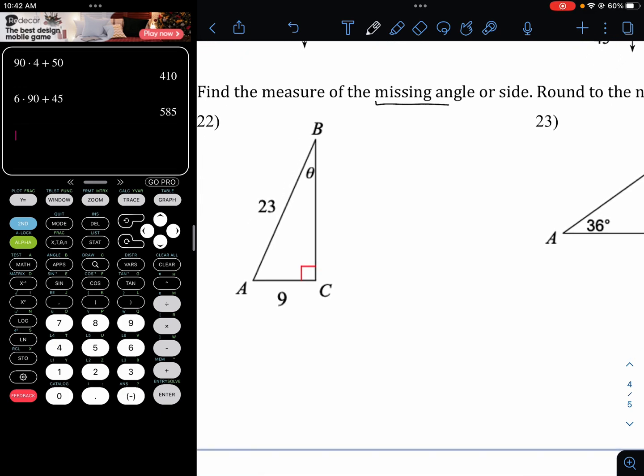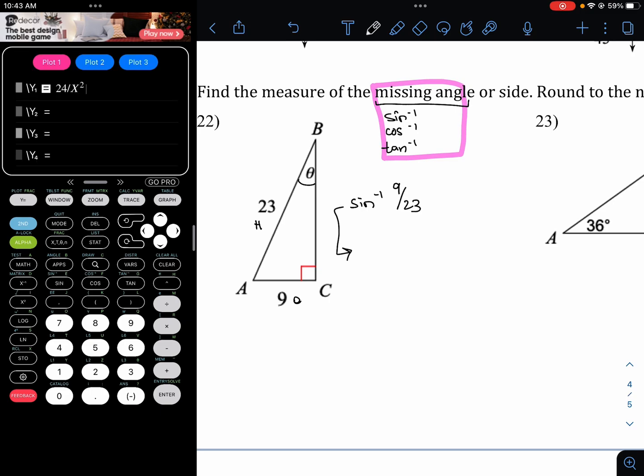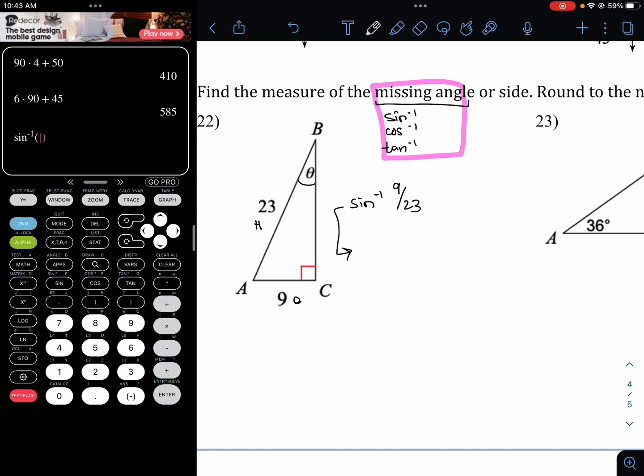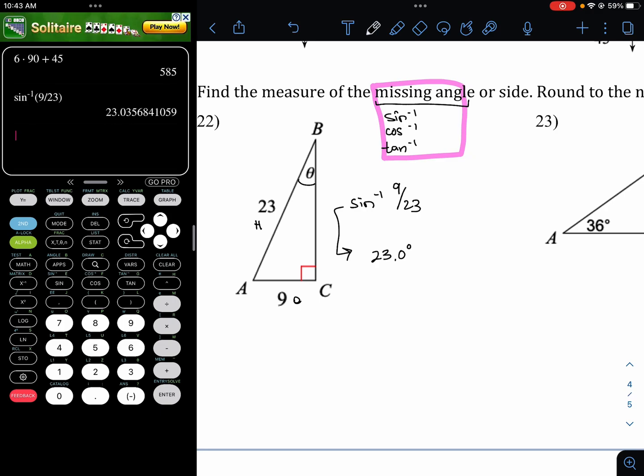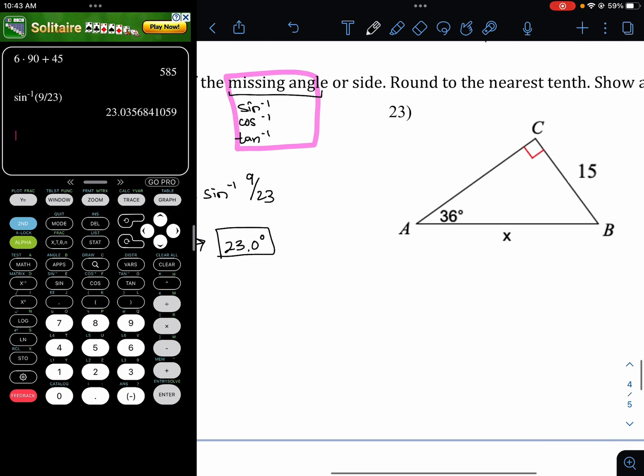And find the measure of the missing angle. Remember, for missing angles, you are doing inverse trig: sine -1, cosine -1, or tangent -1. Definitely have that written down. Missing angles, you're using inverse functions. So we have to identify what parts we have. We have the opposite and the hypotenuse. So we're going to use inverse sine, and we're going to do 9 over 23. Inverse sine of 9 over 23 gives us about 23.0 degrees. If you have that, it's fine. I believe it says round to the nearest tenth.